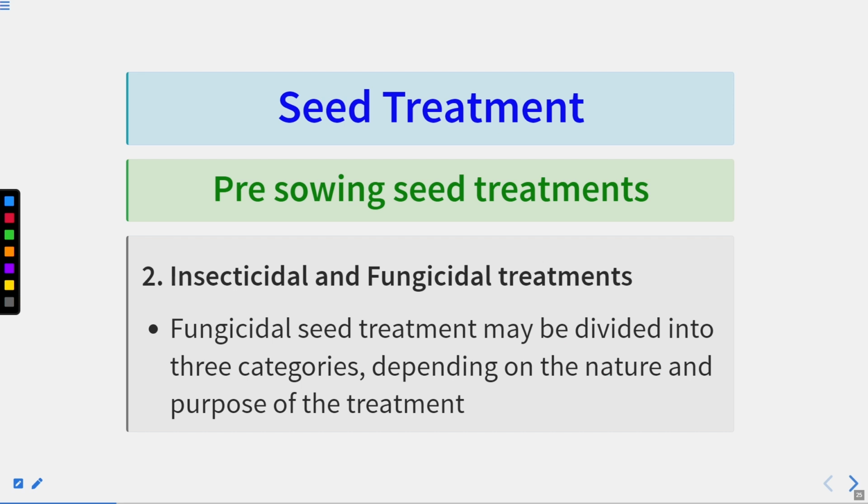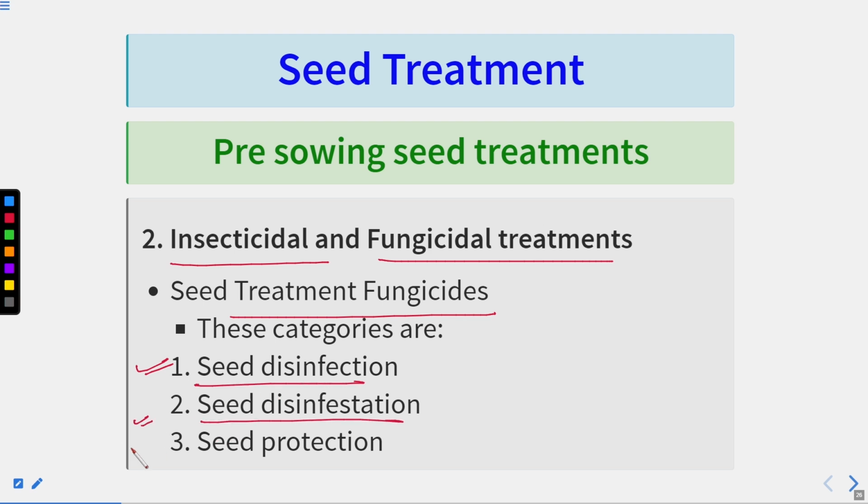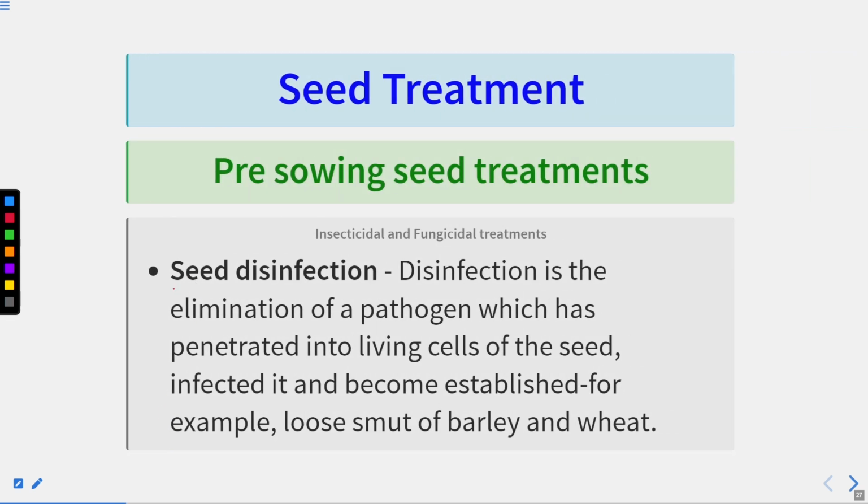Fungicidal seed treatment may be divided into three categories depending on the nature and purpose of treatment. So there are three different types of fungicidal treatment. Let us see what those are. These three are seed disinfection, seed disinfestation, and seed protection. So the first one is seed disinfection.